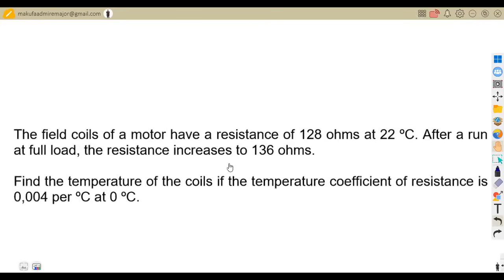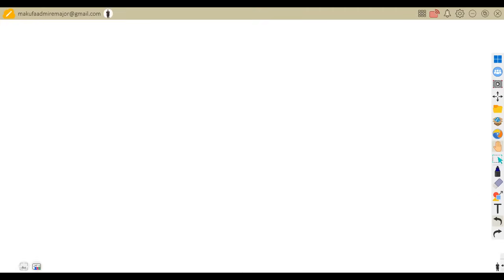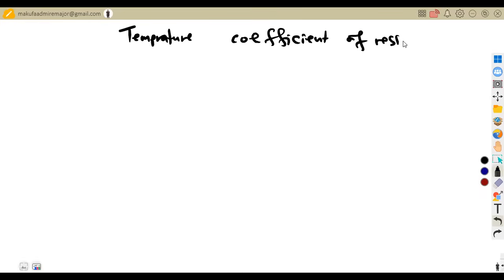Before we check these questions, we just need to have a basic understanding. What is it that we're talking about? The temperature coefficient of resistance of a certain material. We are simply saying that the temperature coefficient of resistance of a substance is the increase in the unit resistance per unit temperature. So this is simply the increase.